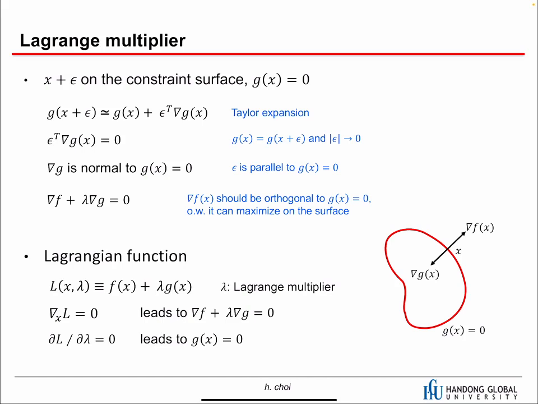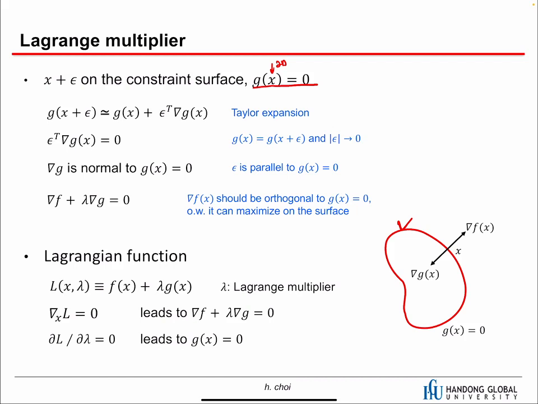So let's start from this constraint, g of x is 0. This constraint makes a surface in high-dimensional space. In the previous slide, x was two-dimensional, so now we have a two-dimensional surface like this. But we can generalize this into a high-dimensional space.